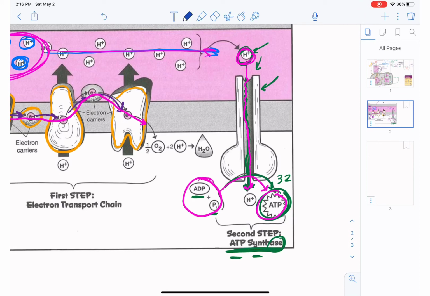And just to finish off, let's account for the oxygen. Here we have our oxygen that diffused into the cell, into the mitochondria. Oxygen is going to pick up these electrons here. It's going to combine with a couple hydrogens, and that's going to form our water. So water is being produced as a byproduct.